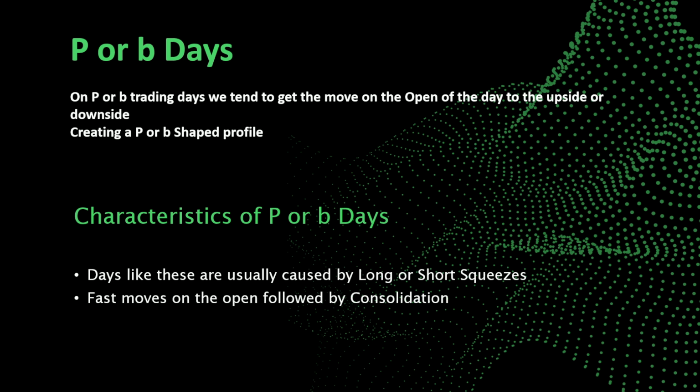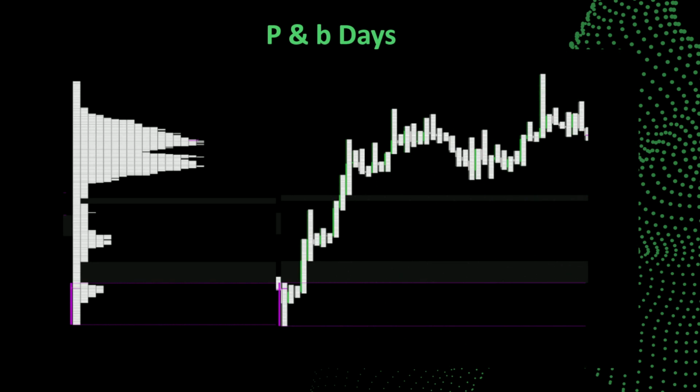Fast move on the open, followed by consolidation. So I'll show you this in a profile. You can see we didn't spend much time at the lows, and we start to move up. And then we're consolidating up here, giving us that P-shaped profile.